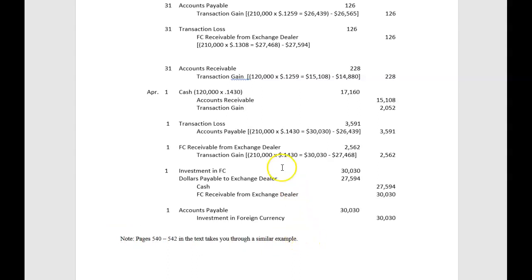So hopefully that's helpful. The idea of getting involved with forward contracts and other hedging tools is to protect your position when dealing with foreign currencies over a couple of months or a period of time where they might be subject to a lot of change.